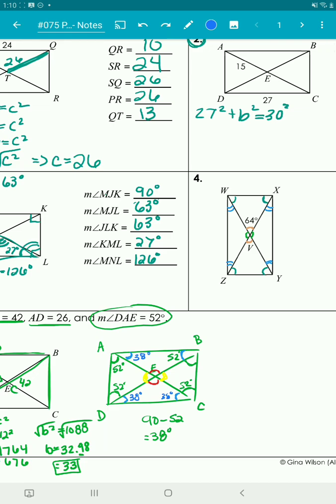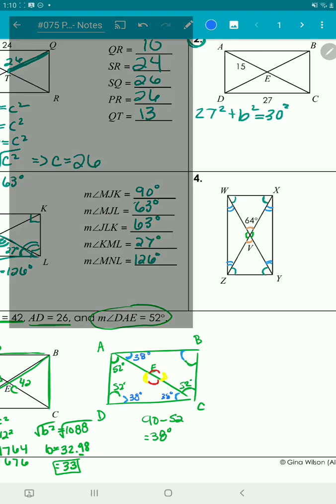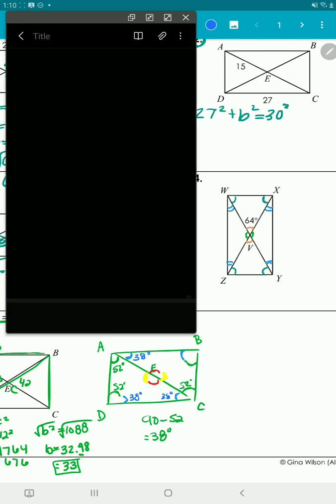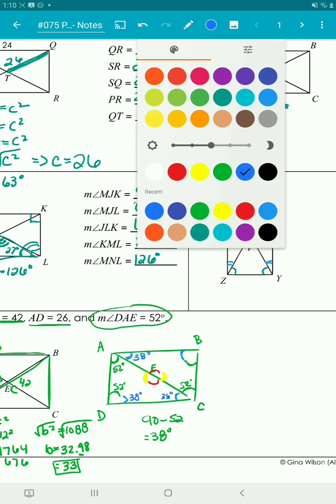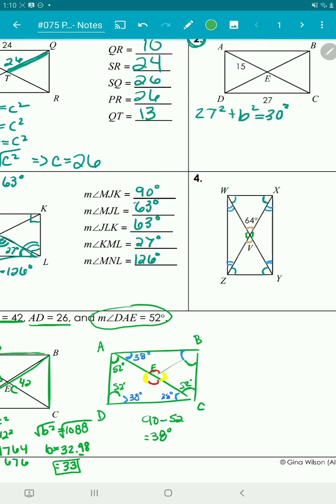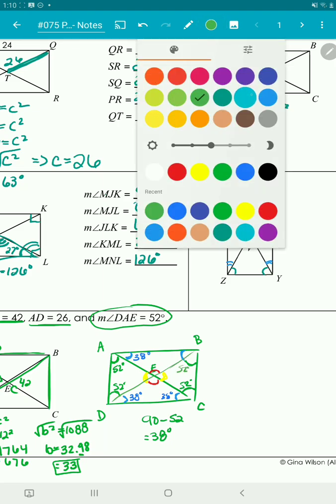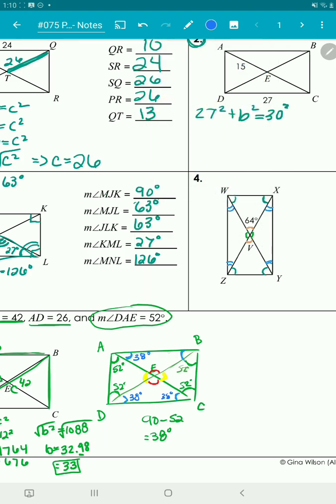So now, looks like I labeled the wrong one here is what I'm looking at. So now, if we go to the green, so you draw that. So this is 52 degrees. And then the blue one up here is the 38.